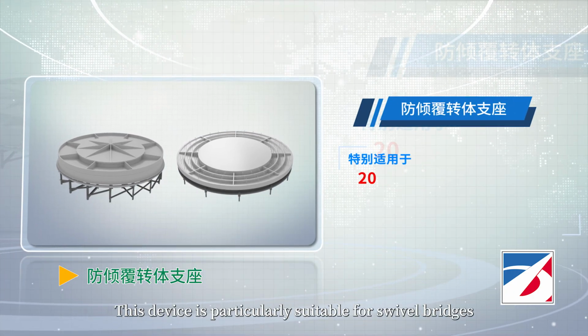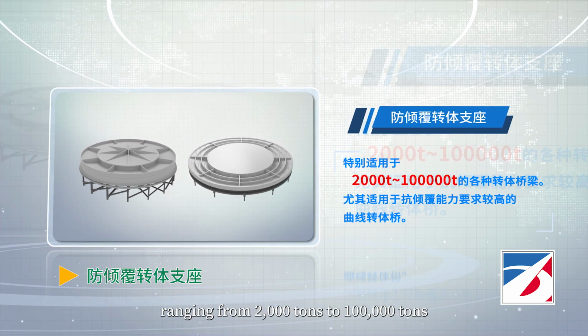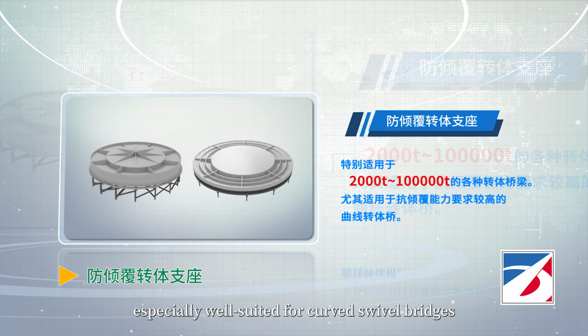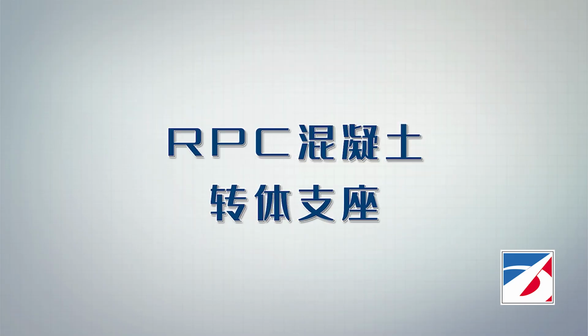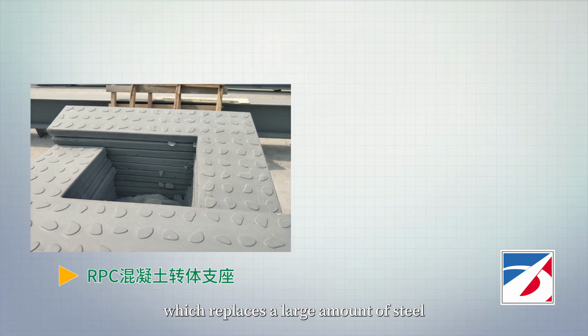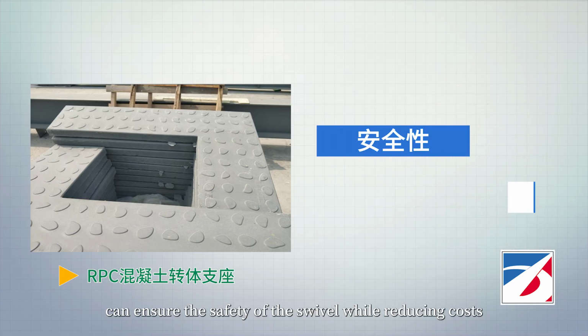This device is particularly suitable for swivel bridges ranging from 2,000 tons to 100,000 tons, especially well-suited for curved swivel bridges that require high anti-overturning capability. RPC concrete swivel bearing, which replaces a large amount of steel with RPC high-strength concrete, can ensure the safety of the swivel while reducing costs.